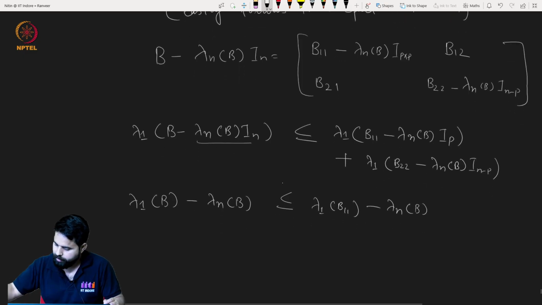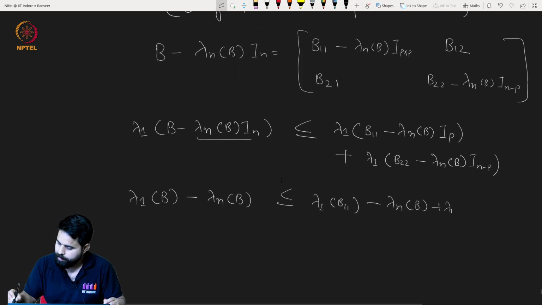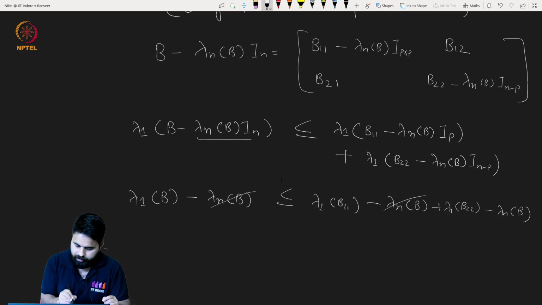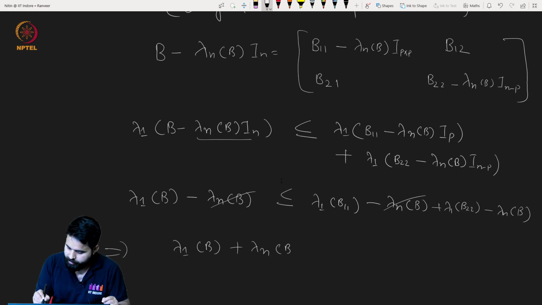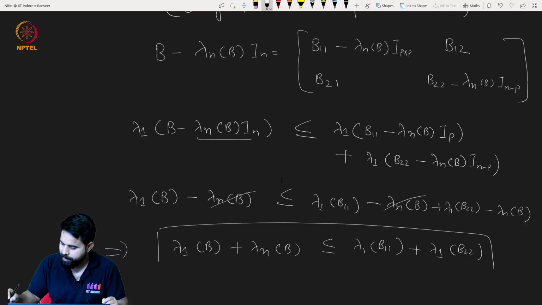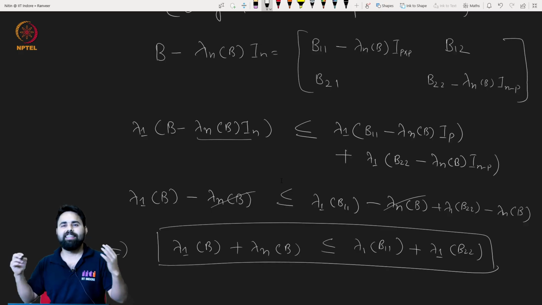Again, now let me write plus, here it will be lambda 1 of b22 minus lambda n of b. Very good. Now you can actually cancel these. So this implies that lambda n of b, so lambda n is there, so I will take it here, which is less or equal to lambda 1 of b11 plus lambda 1 of b22. Very good. So we have now proven this result.